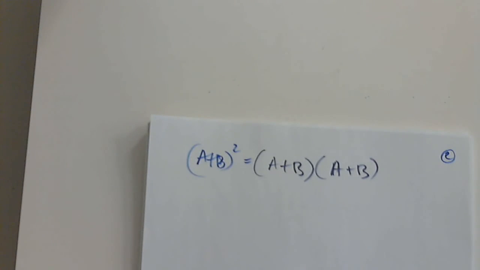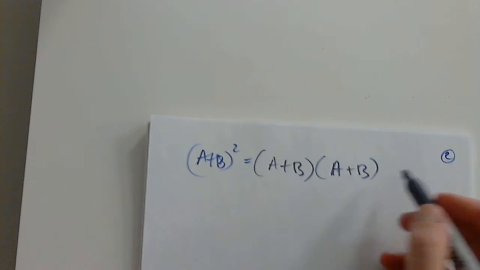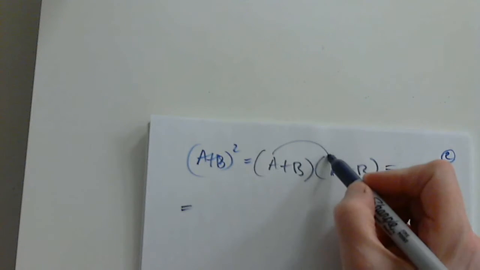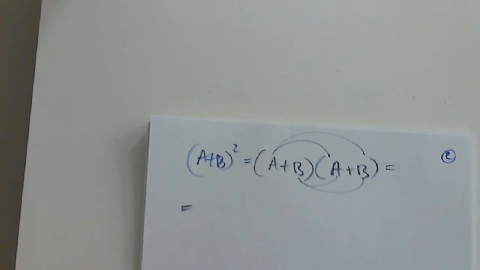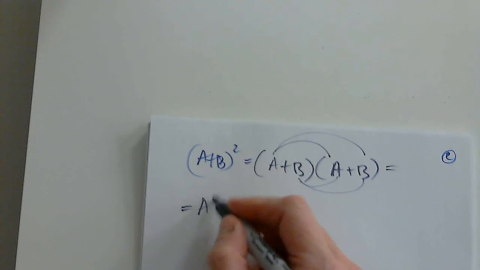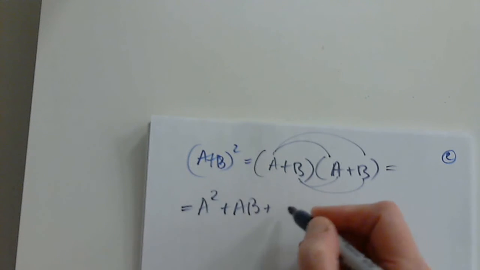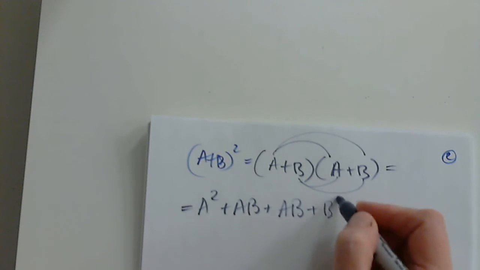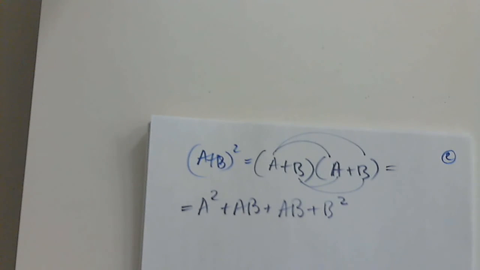Do you agree with this next step, though? Okay, so let's say for now we want to FOIL. So I'm going to distribute, and I'm going to distribute. We agree with that too, correct? Then we have a squared, plus ab, plus ab, and plus b squared. Do we agree with this?